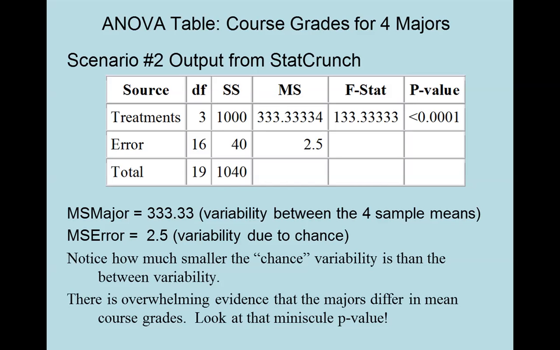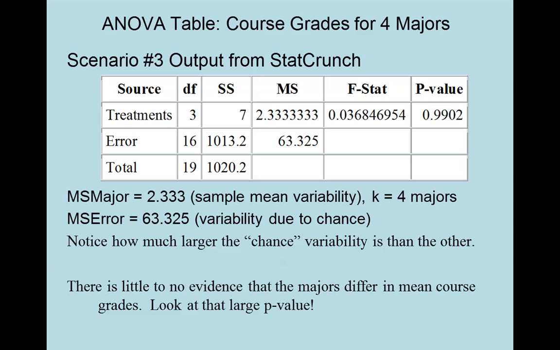And notice the p-value is minuscule now. It is basically very close to 0, which means, oh yeah, we're going to reject the idea that all the means are the same, because this data is very convincing that all the population means are not going to be the same. Okay, so there's overwhelming evidence that the majors differ in mean course grades somewhere. Not necessarily all of them differ, but at least 2 of them differ. It's pretty obvious.